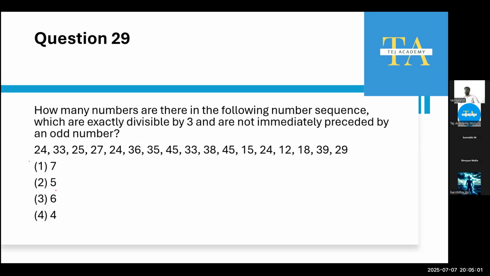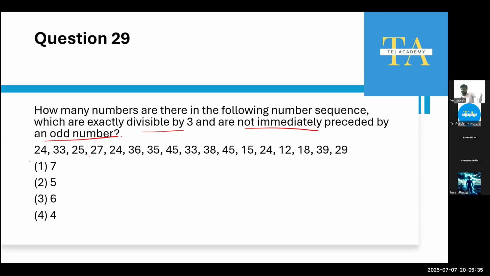Okay. Next, question number 29. It's a very interesting question. Which are exactly divisible by 3 and not immediately preceded by an odd number. So exactly divisible by 3 and besides it won't get the odd number. Suppose 24, 33. 24 is exactly divisible by 3, but 33 is an odd number. So it won't get the pair.